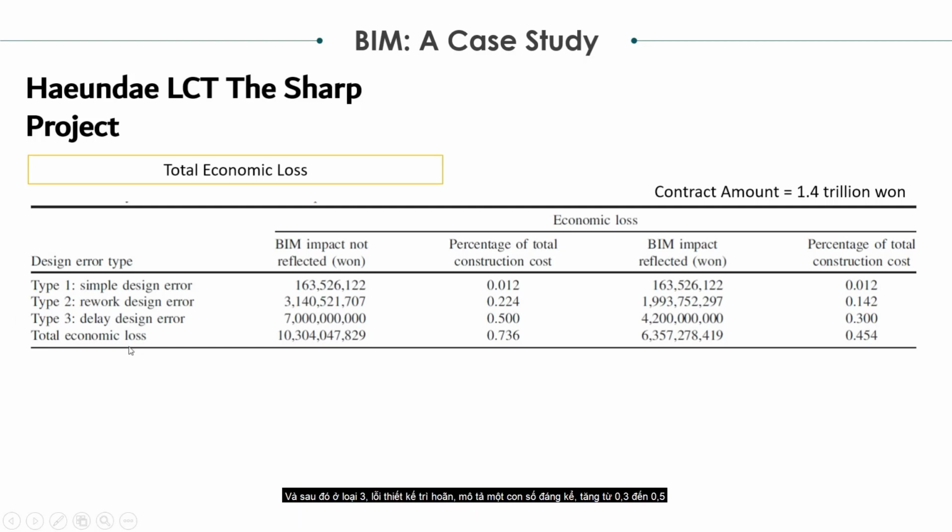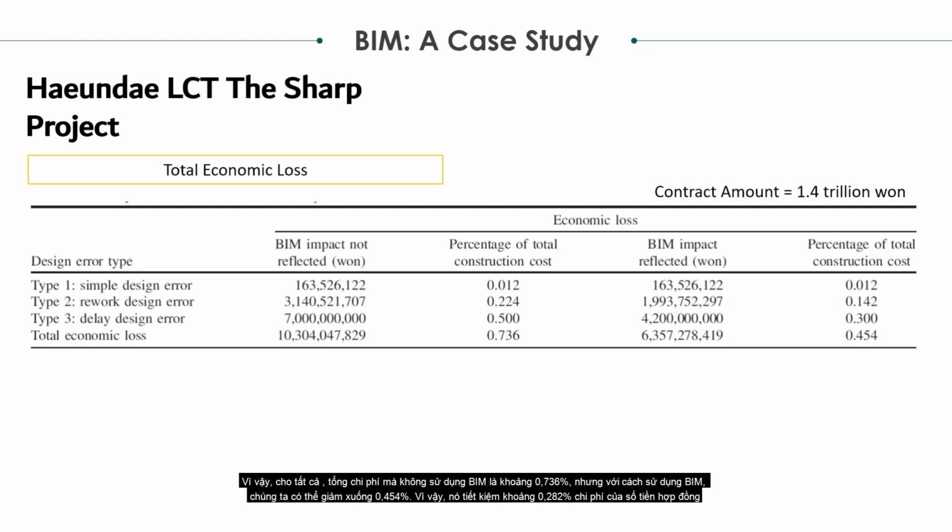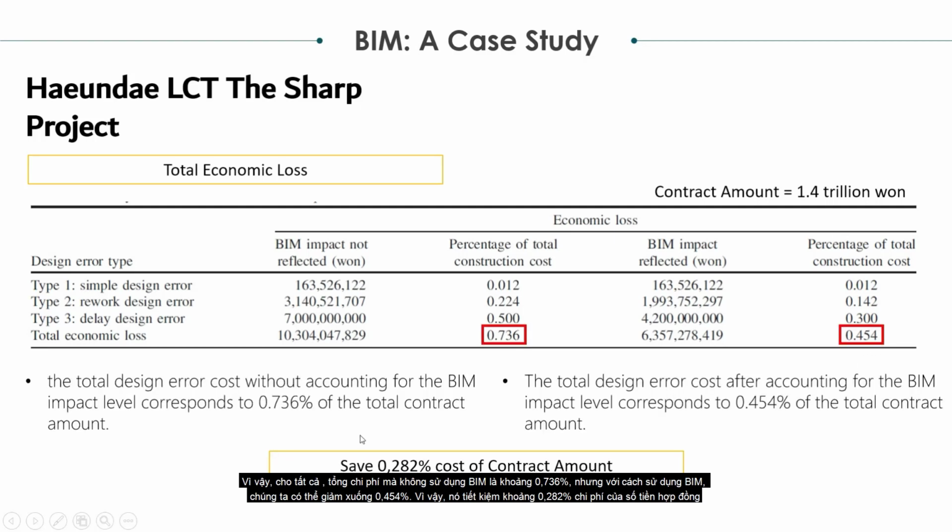And then in type 3, the delay design error, this describes a significant number, which is increased from 0.3 to 0.5. So for all, the total cost without using BIM is around 0.736%. But by using BIM, we can reduce it to 0.454%. So it saves around 0.282% of the contract amount.